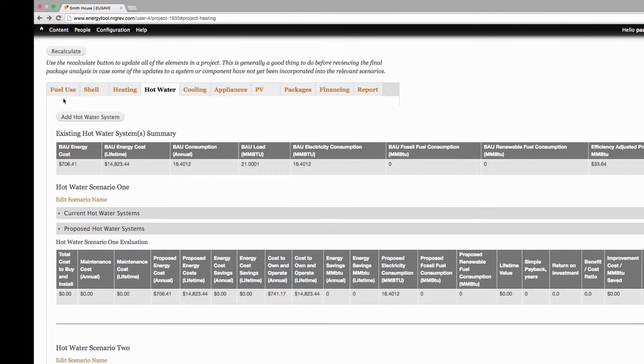So far, we've entered fuel use, built some shell assemblies, modeled some heating systems, and now we're going to add some hot water systems. As you can see, the tool has already built out some system analysis for us based on our previous entries under fuel use where we selected hot water fuel. So it's already calculated some estimates of energy use. Now we can go in and edit things and add a proposed hot water system.